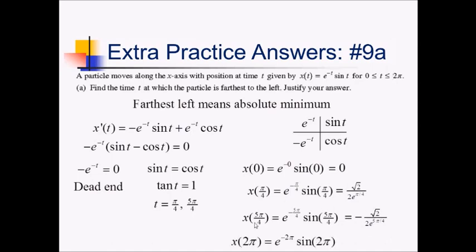Let's try out 2 pi finally. So that's just going to be 0 because sine of 2 pi zeroes everything out. So given a choice between 0, a positive, and a negative, the negative is going to win every time. Since only t equals 5 pi over 4 results in a negative output, without even wondering what this is numerically, we know this is going to be the furthest left time.